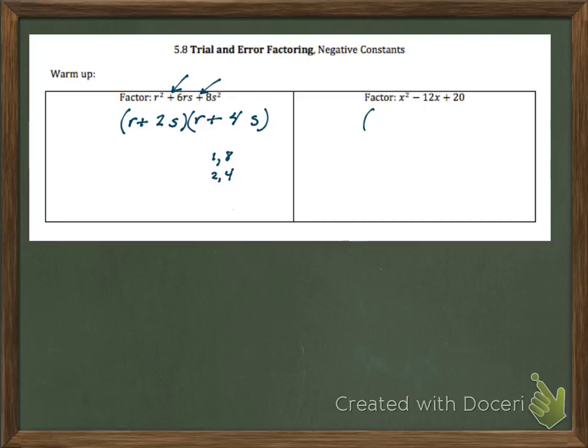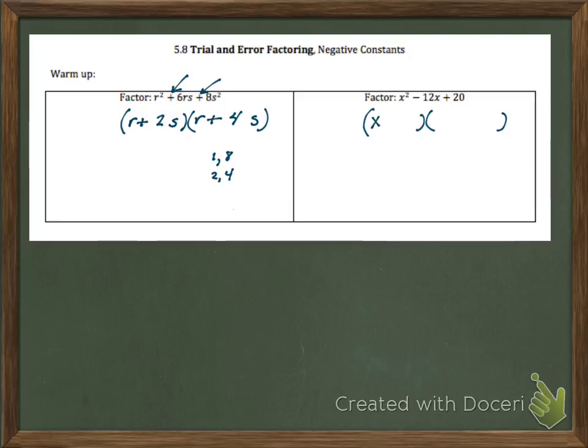For the next warm-up, again, I'm looking for a greatest common factor. I don't see one. I look for the difference of squares. That pattern's not there. Then I would continue looking for a perfect square trinomial, but 20 is not a perfect square, so continue with what we've been working on.